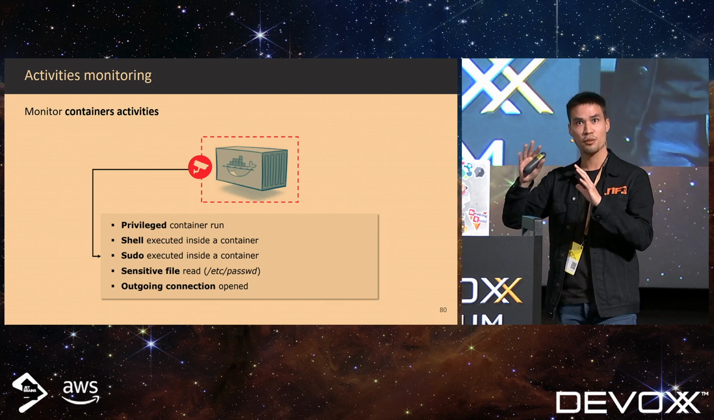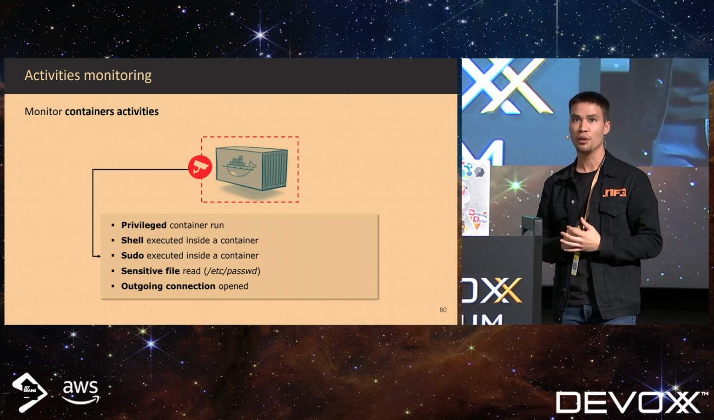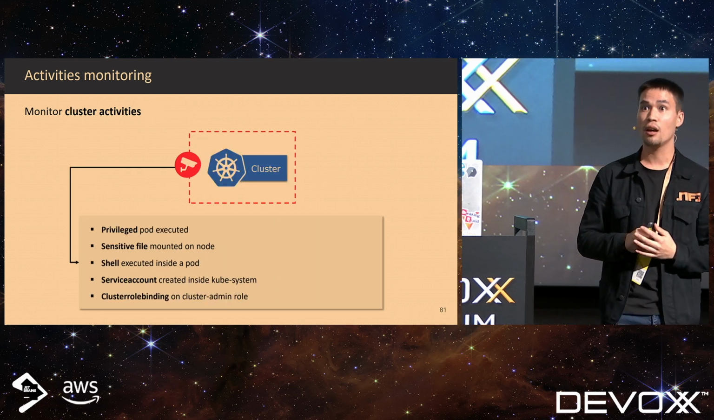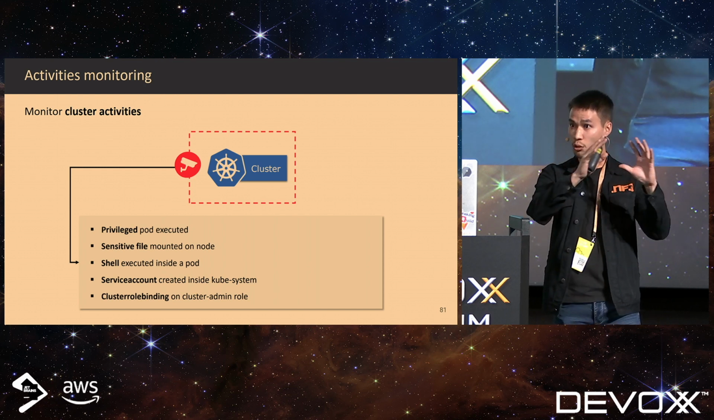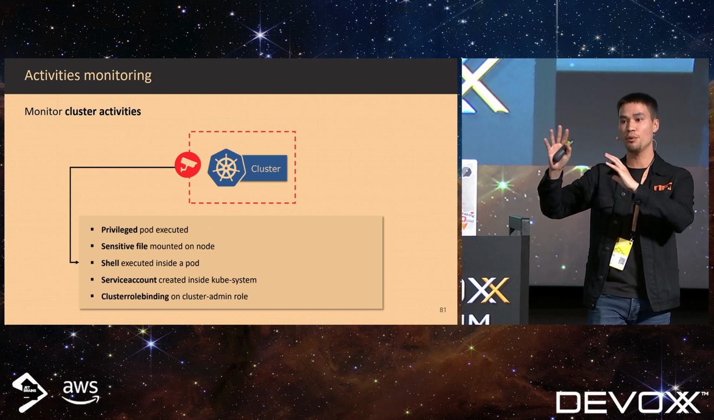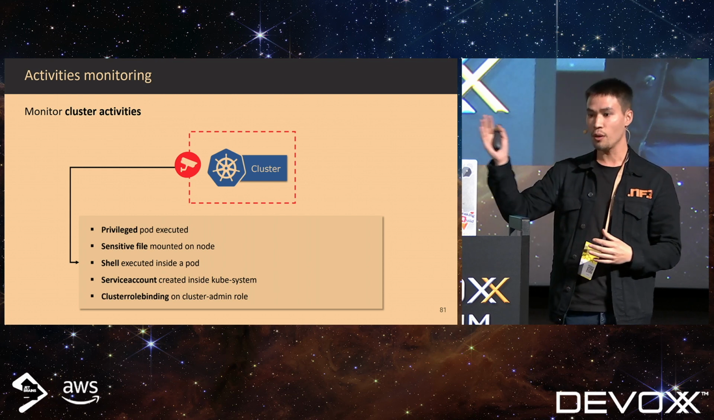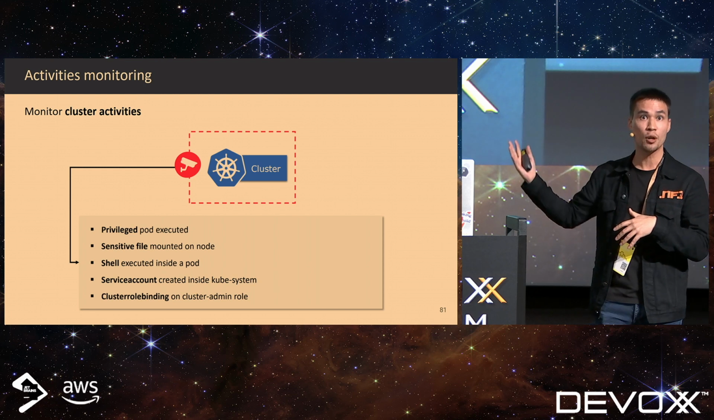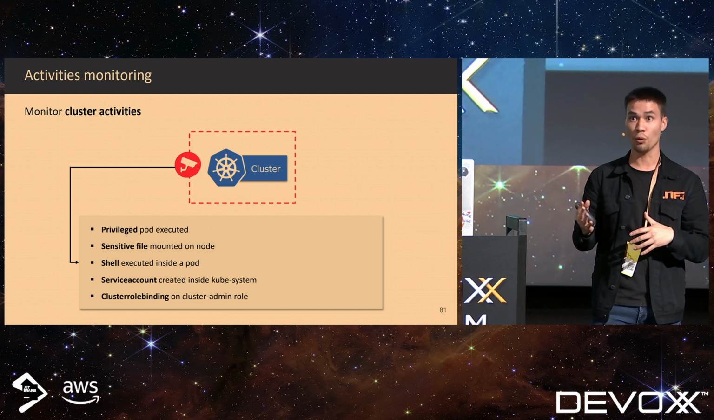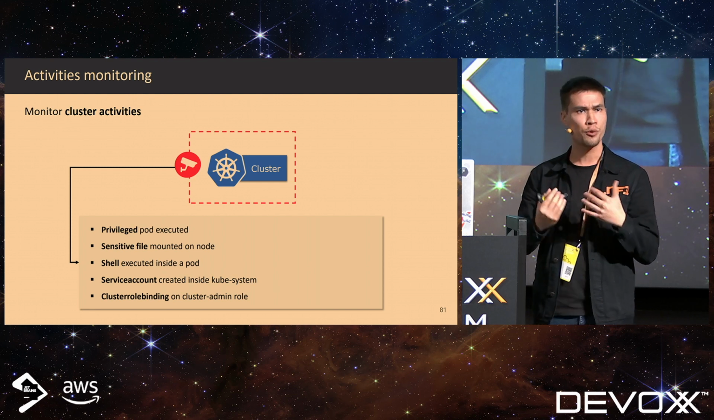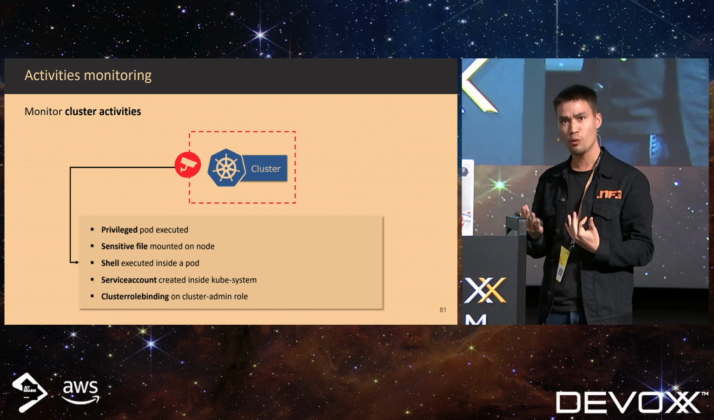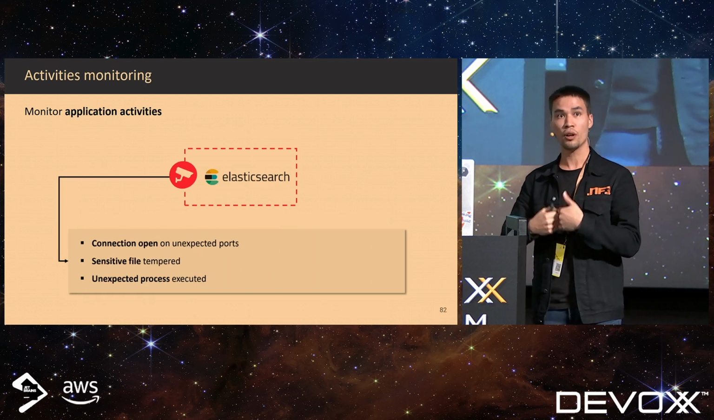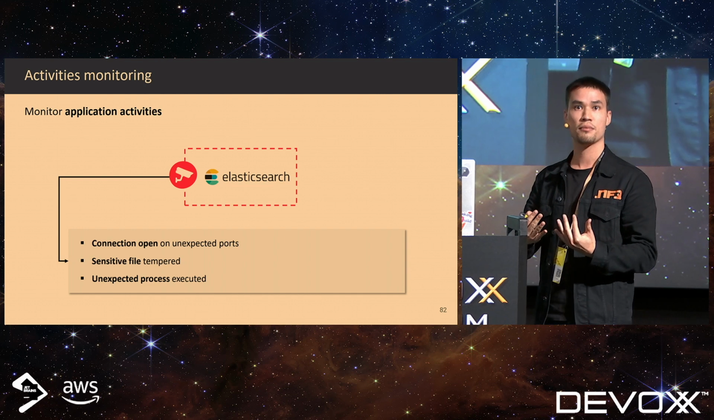So the idea is to look at the behavior and be able to trigger some alerts. I would like to do that on the cluster level as well, not only on the container level, but if something wrong is happening in Kubernetes. For example, if a service account is created in some weird area of the cluster, I would like to be warned. There is no way somebody would like to create a service account in kube-system. It doesn't feel right.